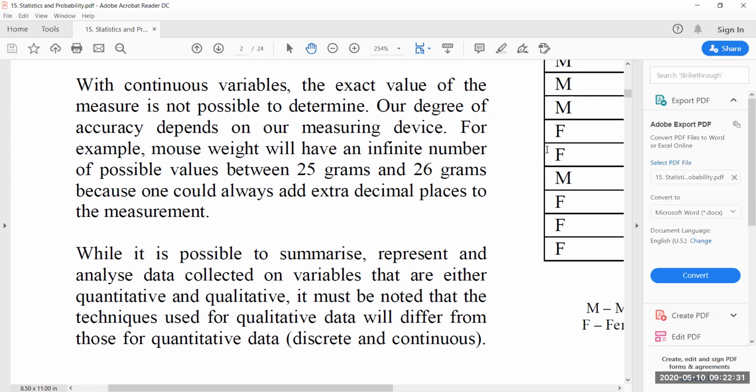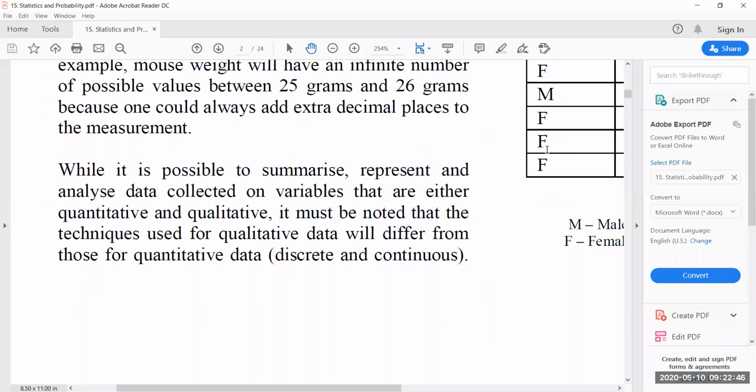So for example, a mouse weight will have an infinite number of possible values between 25 grams and 26 grams, because one could always add extra decimal places to the measurement. Now, while it is possible to summarize, represent, and analyze data collected on variables that are either quantitative or qualitative, it must be noted that the techniques used for qualitative data will be different from those of quantitative data. Obviously, because of the difference between discrete and continuous data, right? Which is what I just explained.